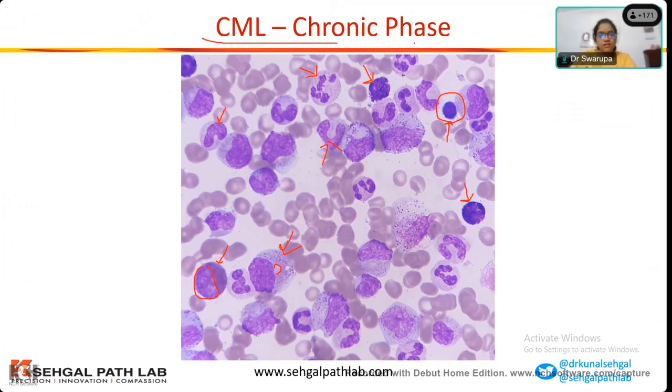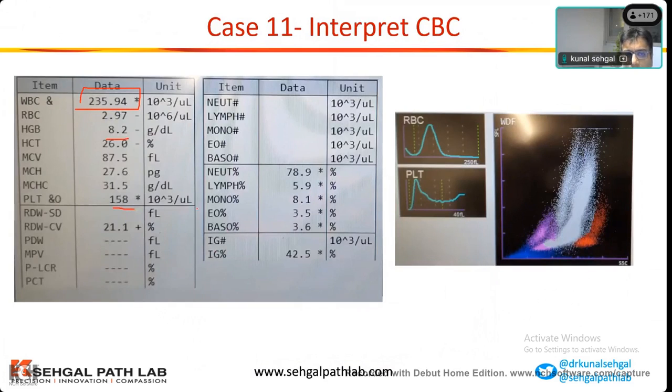CML. Answer: CML, sir. Okay, so potentially a case of CML chronic phase. Sometimes just looking at the WBC, I can't say whether it is a leukemia, lymphoma, or a CML.